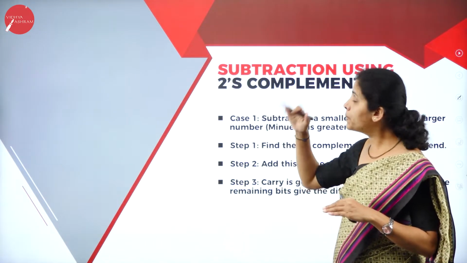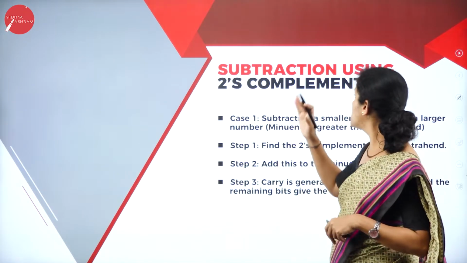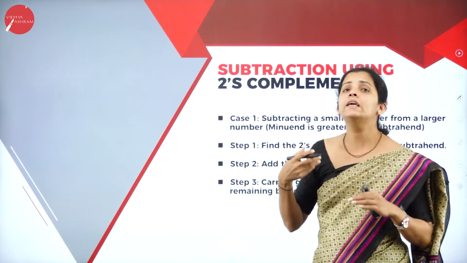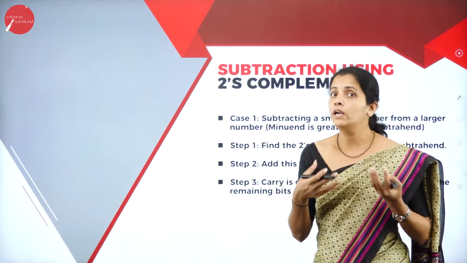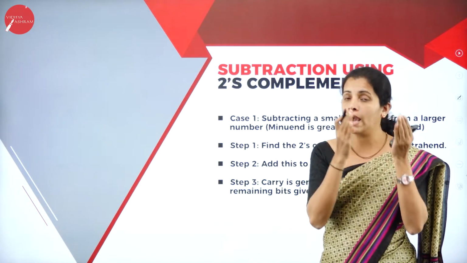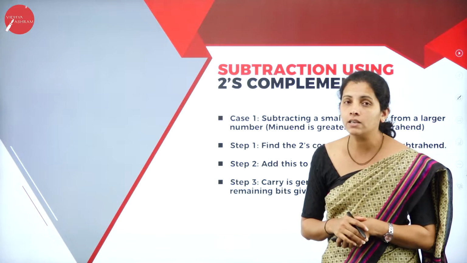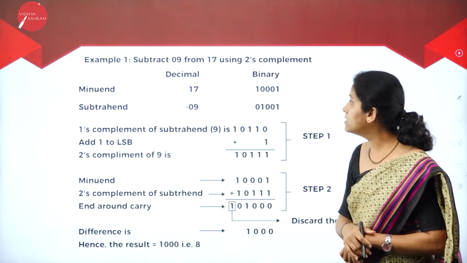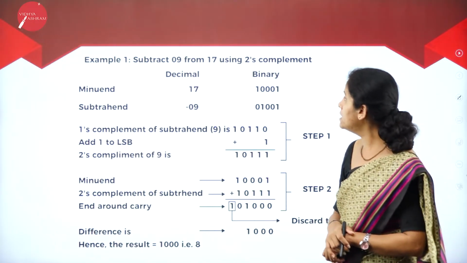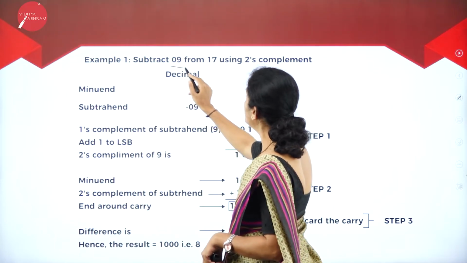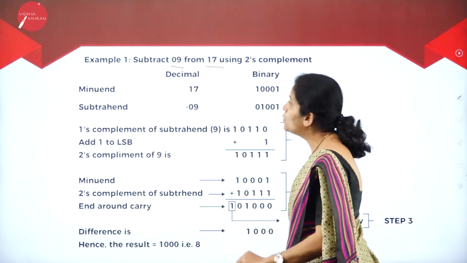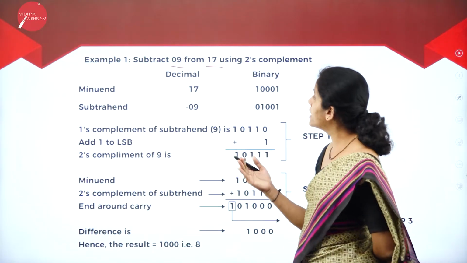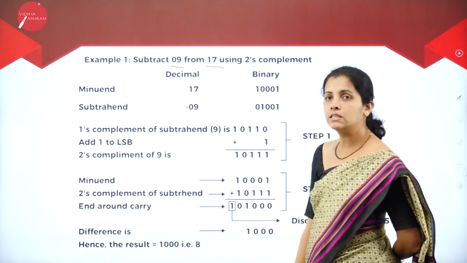That means if there is any carry generated here, I am going to discard the carry. If I consider the previous one, that is subtraction using 1's complement and case 1, if there is any carry generated, then what I'm going to do? I'm going to add that carry to the LSB bit. But here I'm going to discard the carry. Moving further, let's consider the example here. I'm having 9 and 17. So what is my minuend? That is nothing but 17. And what is my subtrahend? That is nothing but -9.